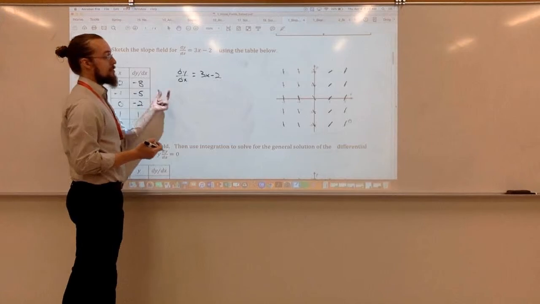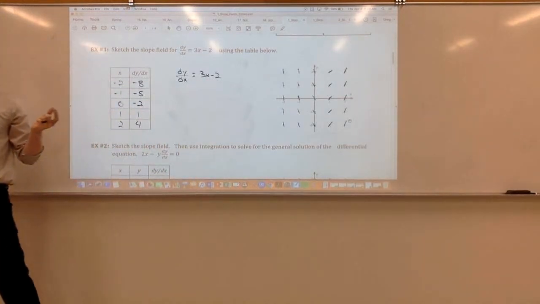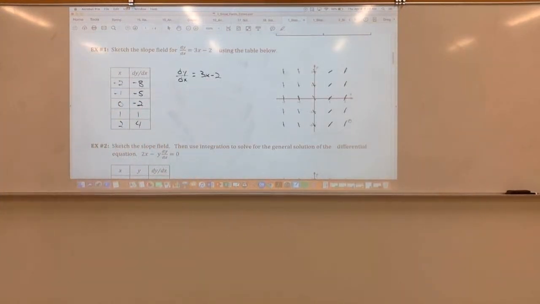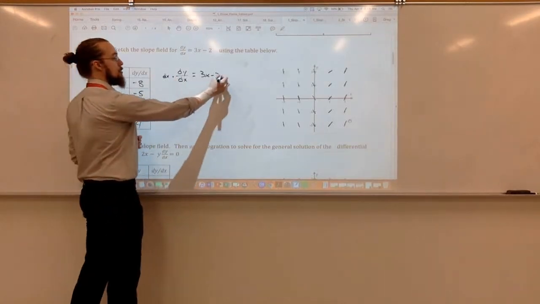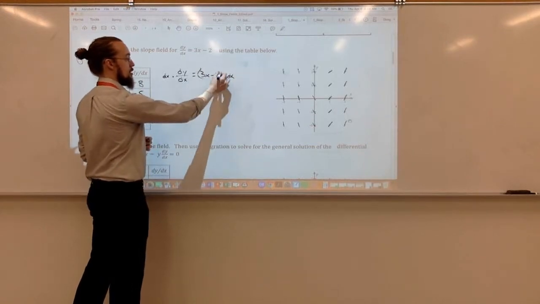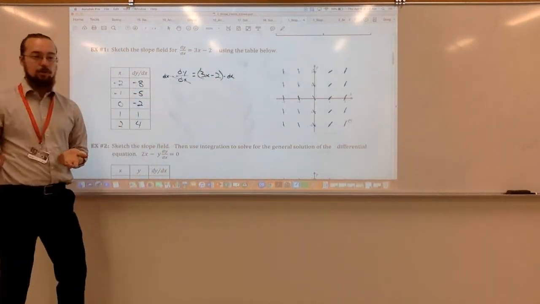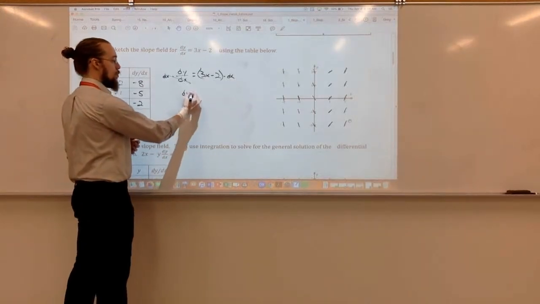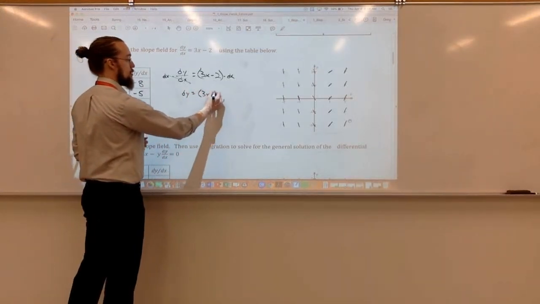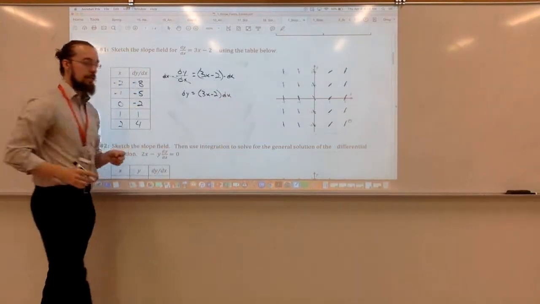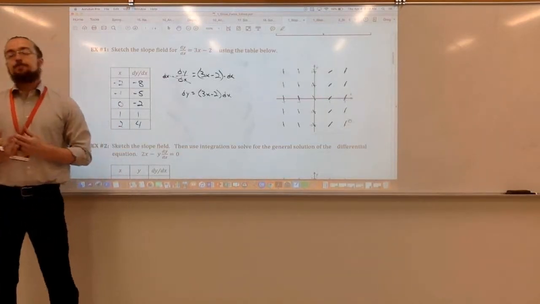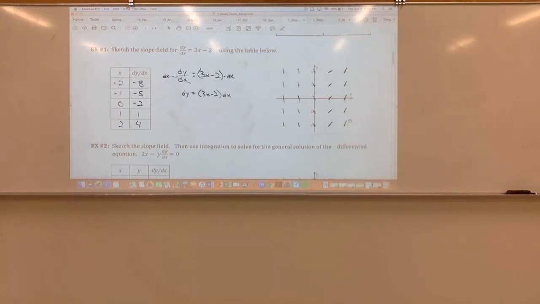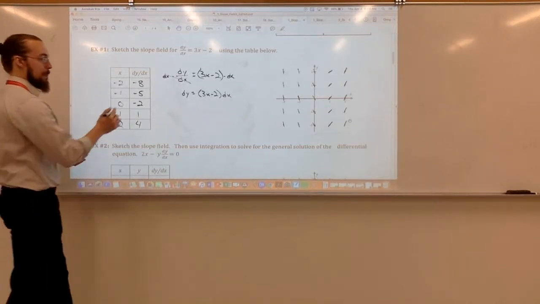I want to get my x's and dx's on one side of the equation, and my y's and dy's on the other side. Here, all I would need to do that is multiply both sides by dx. So the dx's cancel here, and I just get dy equals 3x minus 2 dx. Once I've separated the variables like this, now I take the antiderivative of both sides of the equation.